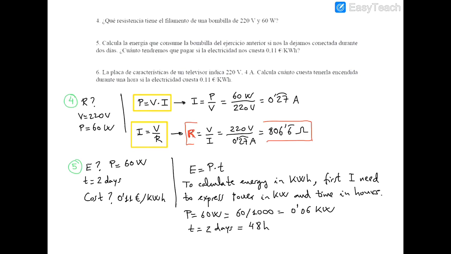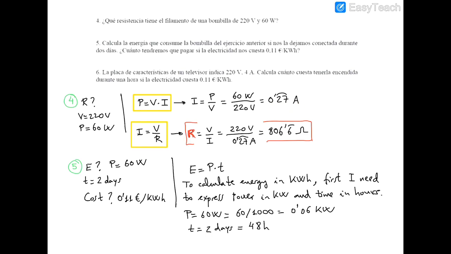¿Qué resistencia tiene el filamento de una bombilla de 220 voltios y 60 vatios? Es decir, que la resistencia es la incógnita, el voltaje es de 220 voltios y la potencia de 60 vatios. Bueno, pues como nos dan potencia y voltaje, nosotros podemos despejar de aquí la intensidad de corriente, que nos sale de 0,27 amperios.